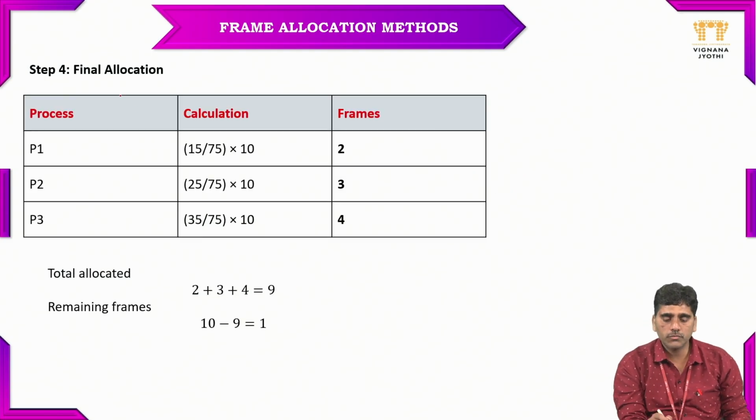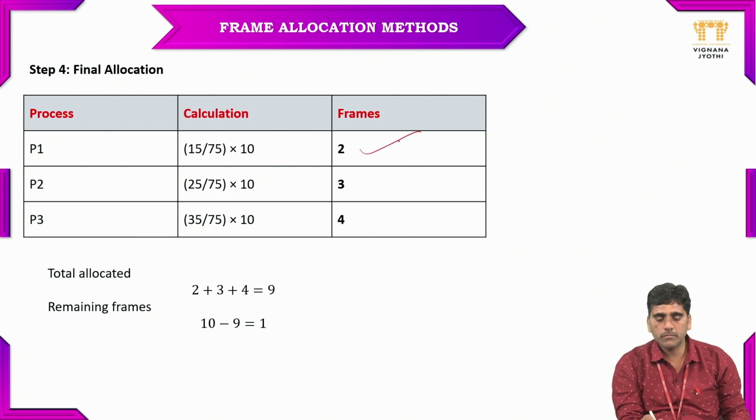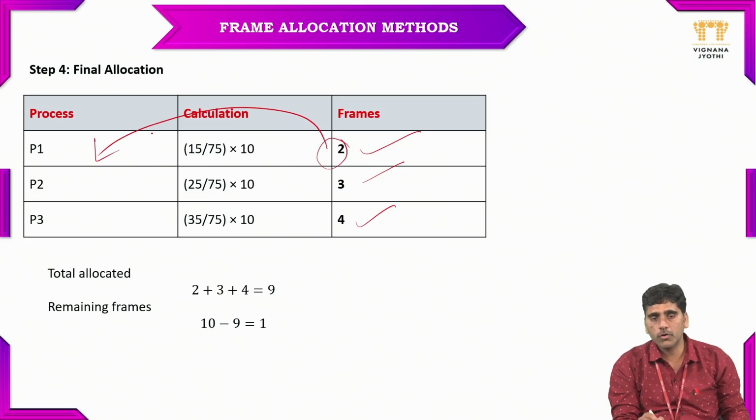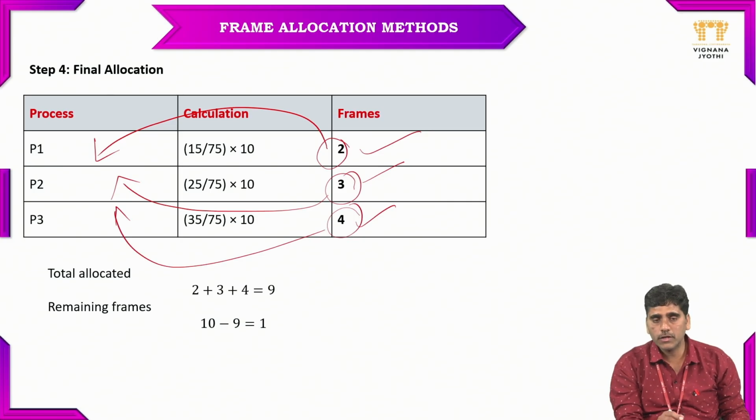So what is the final allocation? P1 gets 2 frames, P2 gets 3 frames, and P3 gets 4 frames. That means 2 frames are allocated for the P1 process, 3 frames for the P2 process, and 4 frames for the P3 process. These frames are allocated to each and every process based on their sizes.